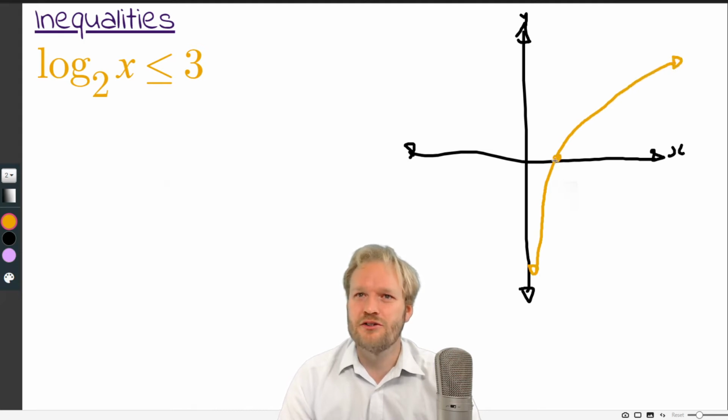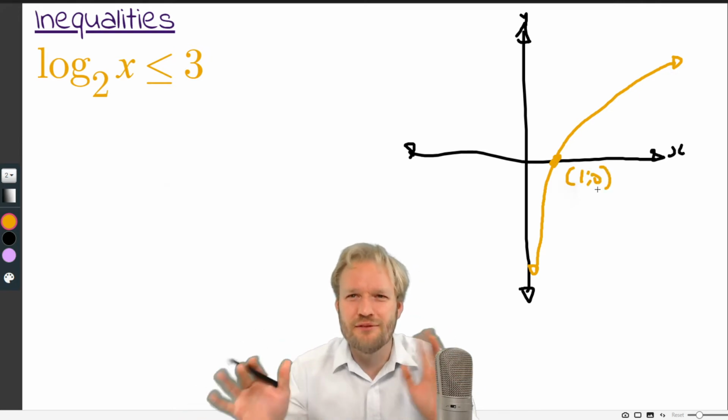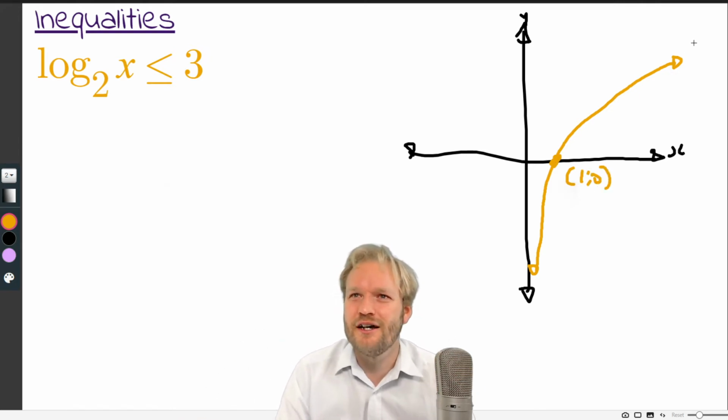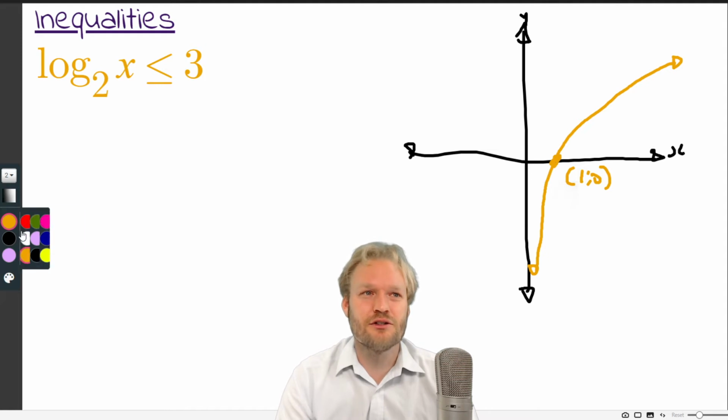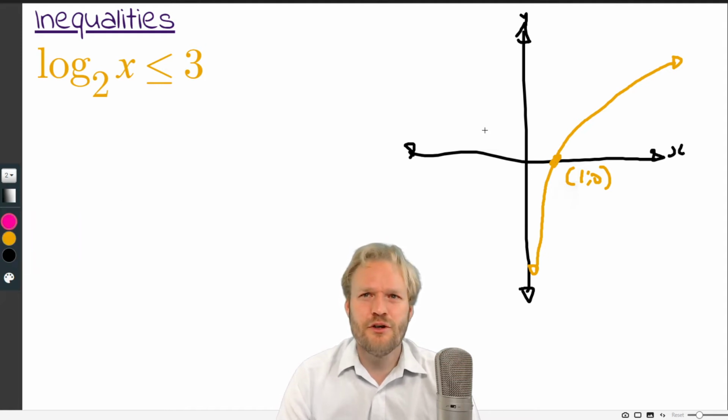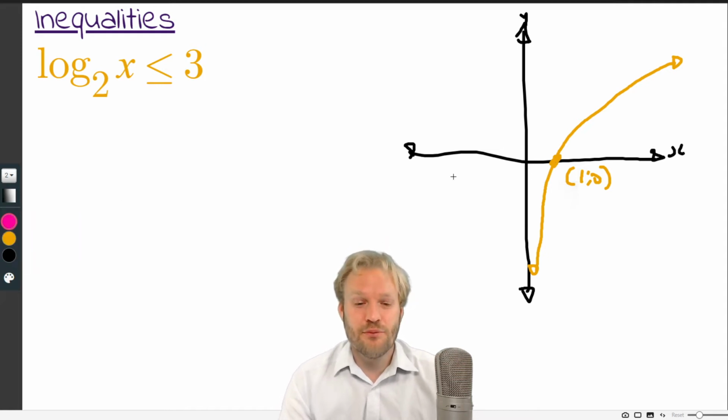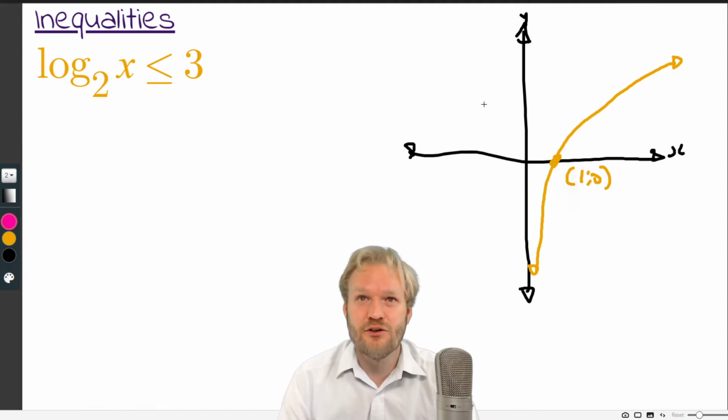We know that it goes through this point (1, 0). Hopefully now we're feeling a bit more comfortable and confident with this. And I was going to label it f. It doesn't even say f. Okay. Now we're seeing, when is this graph less than or equal to 3? So in other words, when is the output of this graph less than or equal to 3?